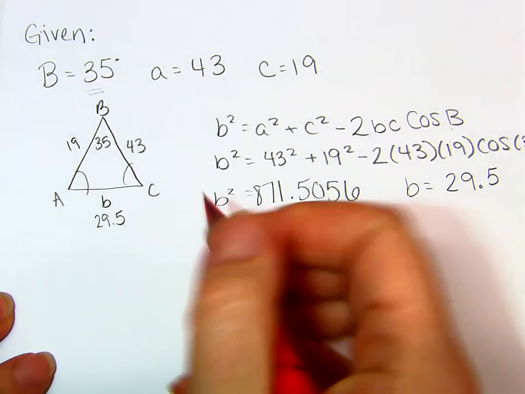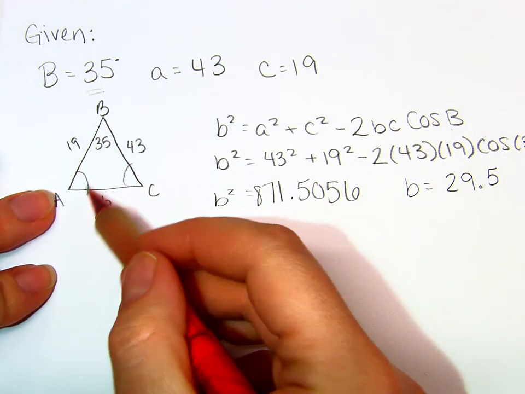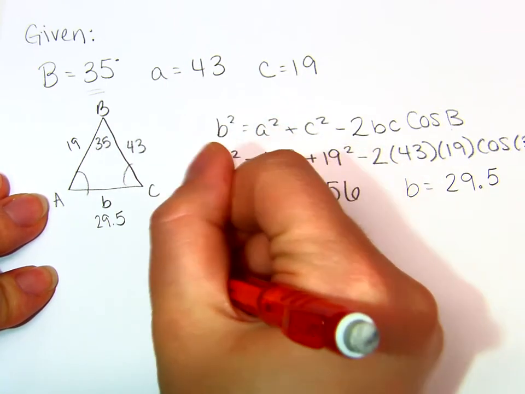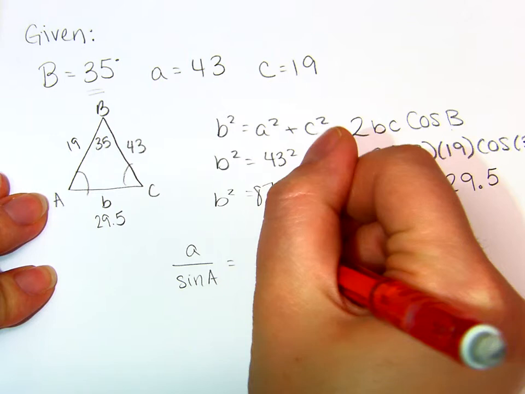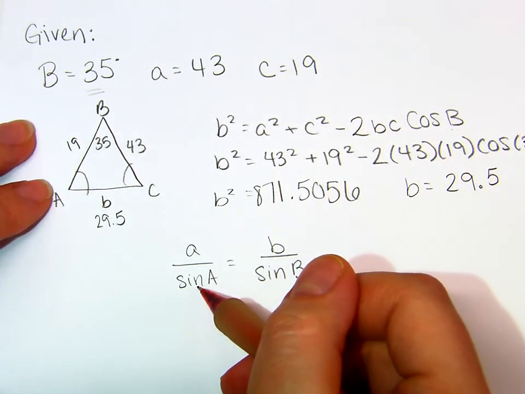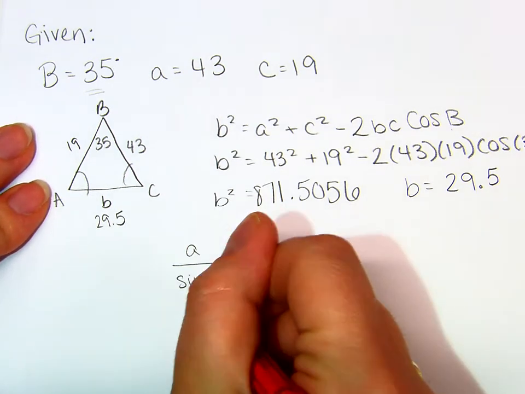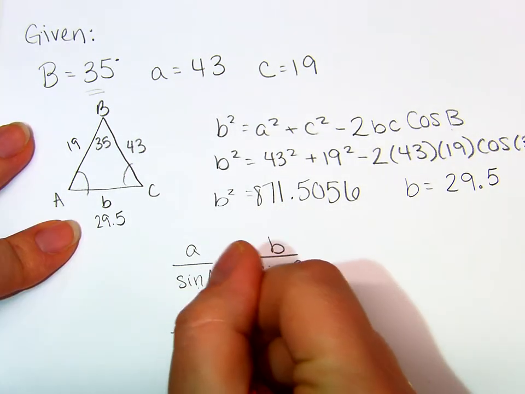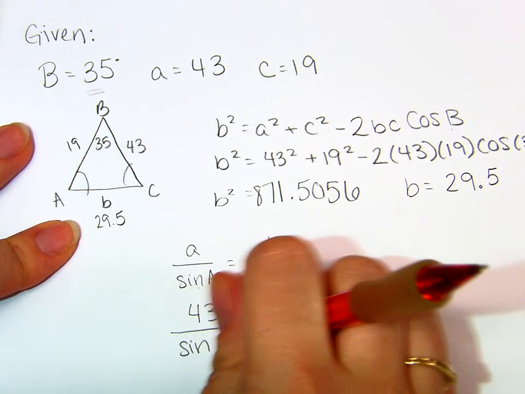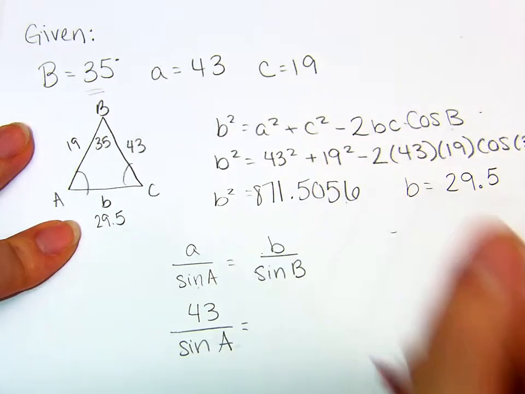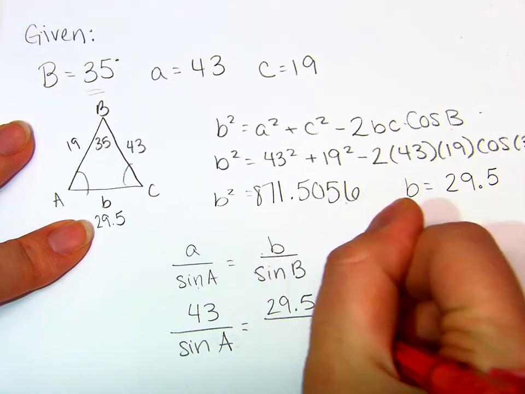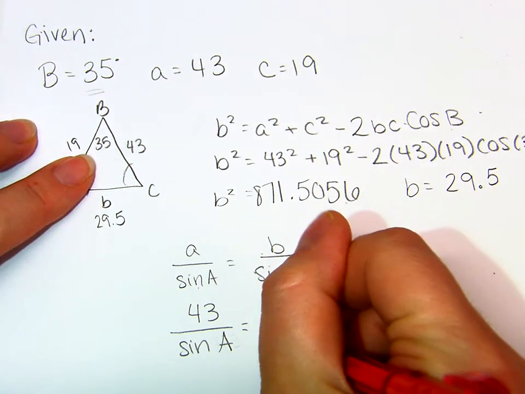Now I want to find out another angle. So if I find out angle A, you can find angle A or C, it doesn't matter. So I want to do a over sine A equals b over sine B. So a is 43. Angle A I don't know, so I'm filling in an A. Side b I just figured out is 29.5. And angle B is the sine of 35.